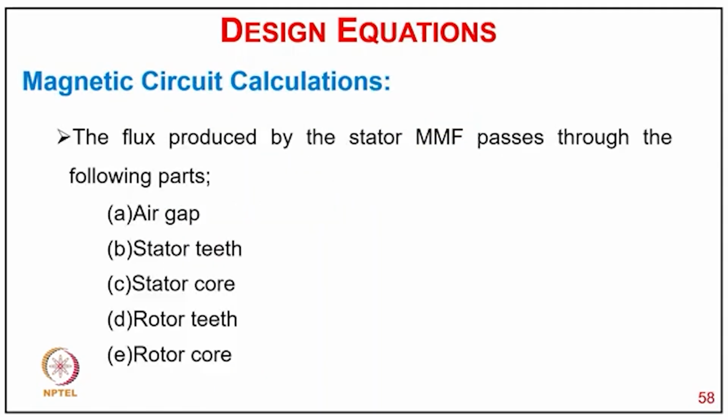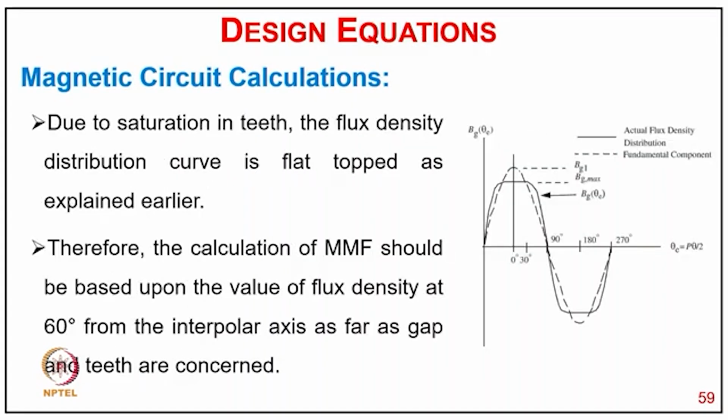Now coming to the magnetic circuit calculation, these were the dimensions. The magnetic flux produced by the stator MMF passes through the following path of the magnetic circuit: air gap, stator teeth, stator core, rotor teeth and rotor core. These are the five parts through which the flux flows in the single phase induction motor.